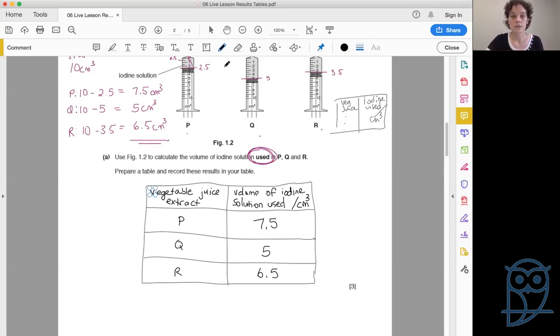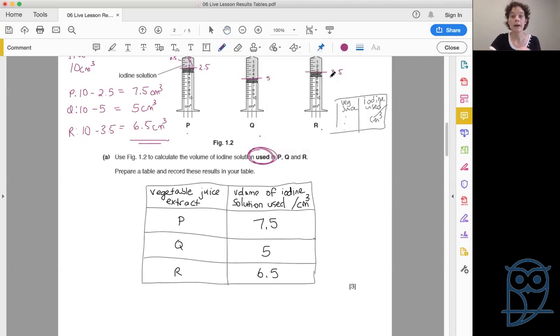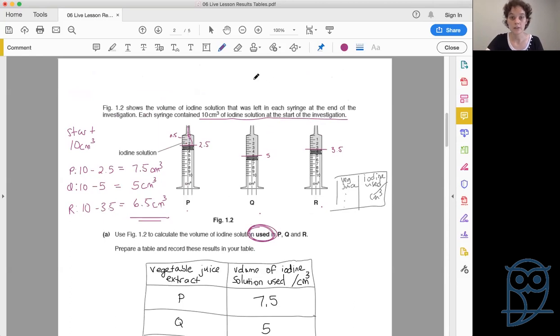So this one is where they are giving you apparatus that you are going to read. So, you must read info, data from images of apparatus. So in this case, it was a syringe.